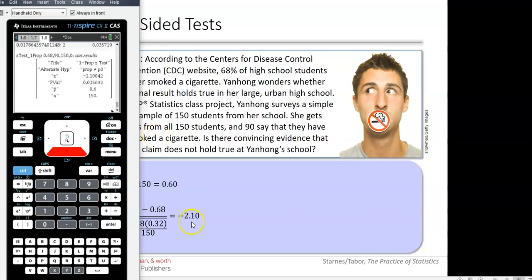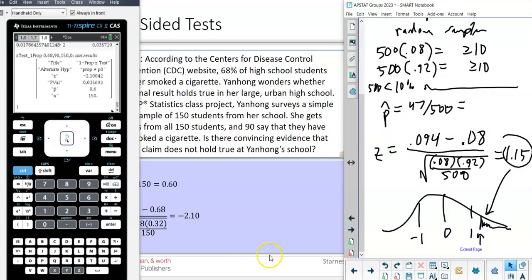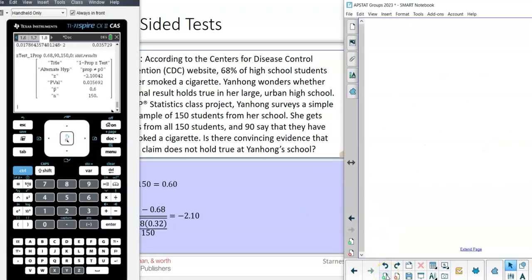So why is that? If you draw the normal curve, in the middle is the 0.68.